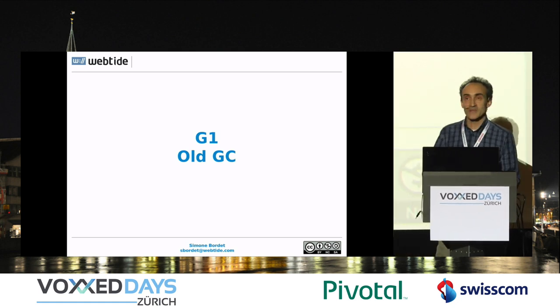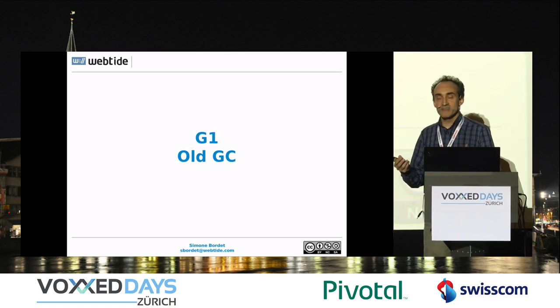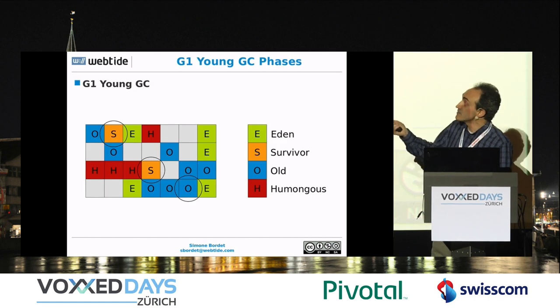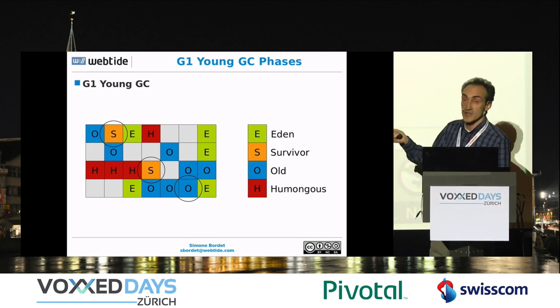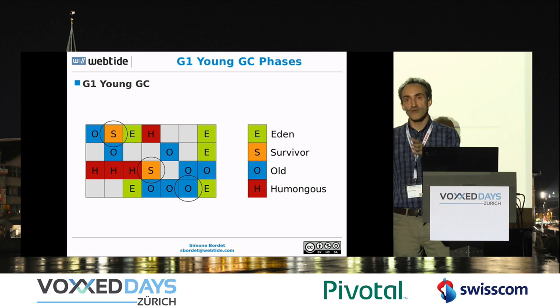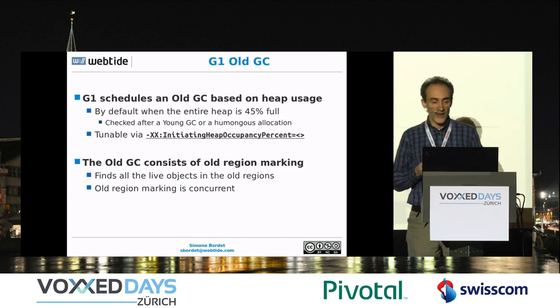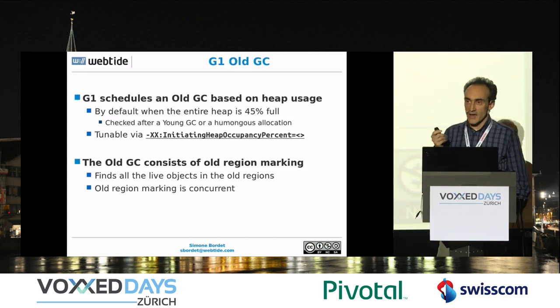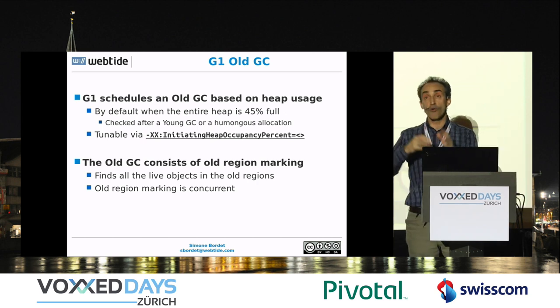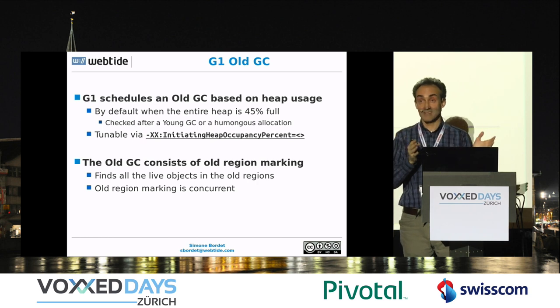So what happens when at a certain point the heap fills up, as we have seen here, survivor regions go into old regions, so the number of old regions grows and grows, and at a certain point I have to schedule an old generation collection, okay? So an old generation collection is scheduled when the heap reaches 45% full, the whole heap. So basically you have less than half the heap full, less than half.